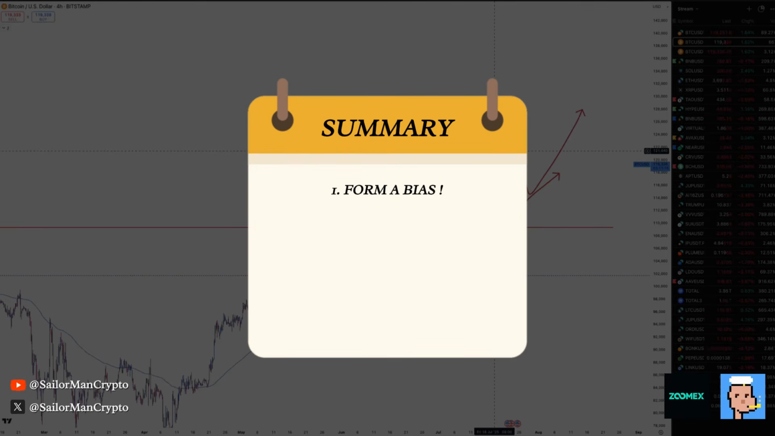Also remember that you can have multiple biases, so you can have a high time frame bullish bias, but also a bearish low time frame bias.